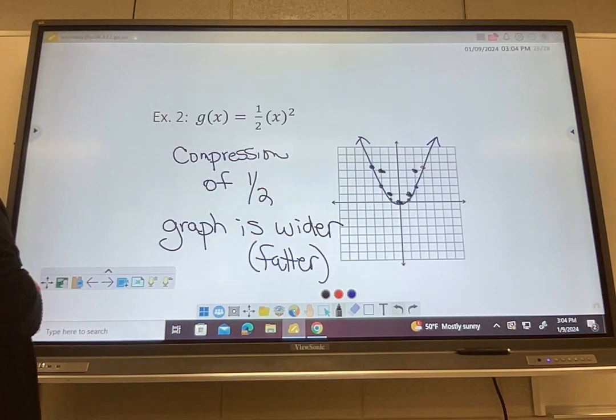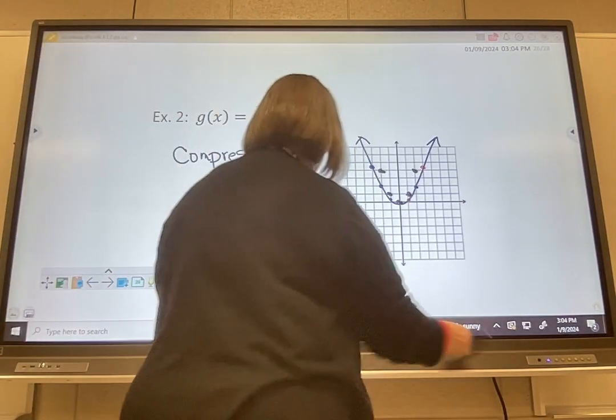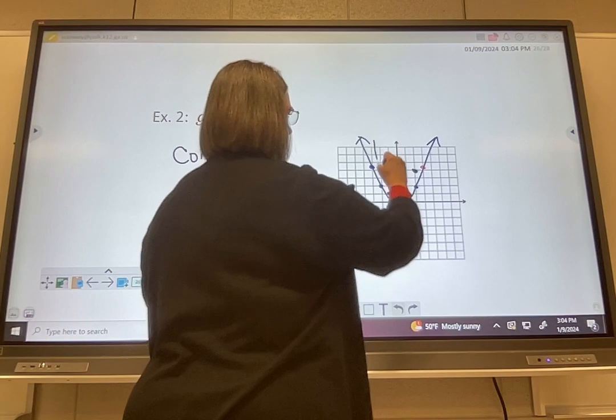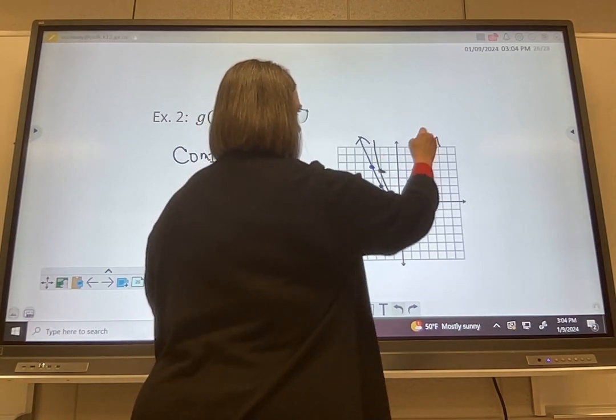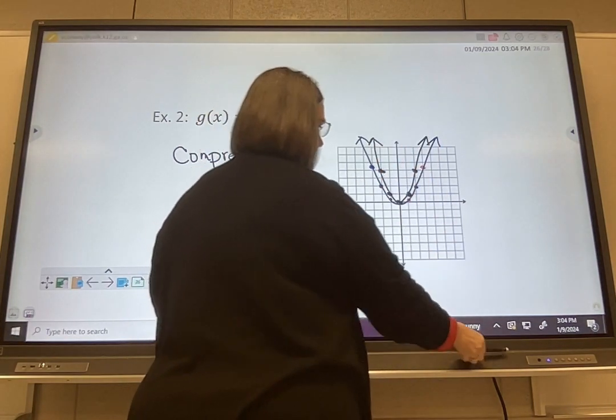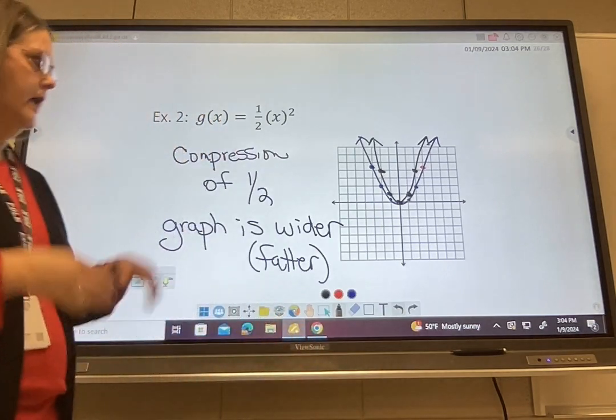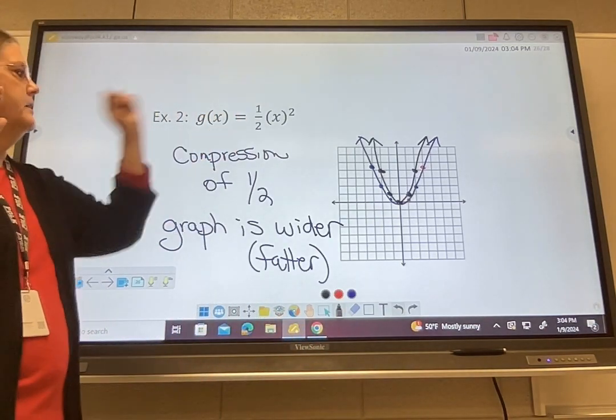All right. And here I'm taking the y value and multiplying it by a half. So it is compressing everything. The original graph is in black right here. And when I multiplied the y by 1/2, then it got fatter and wider. This is a compression of 1/2.